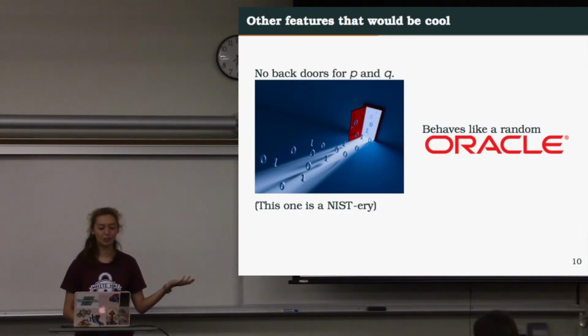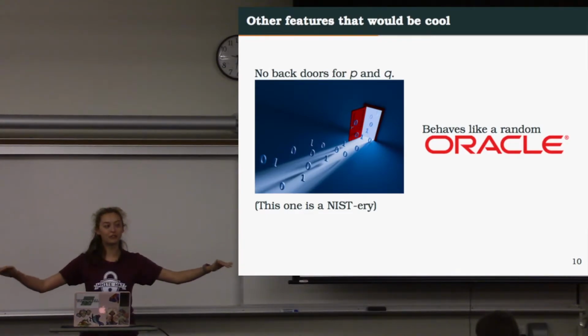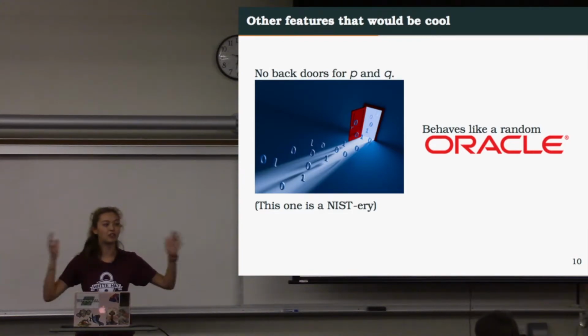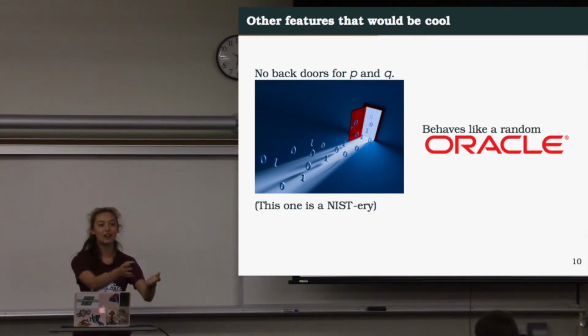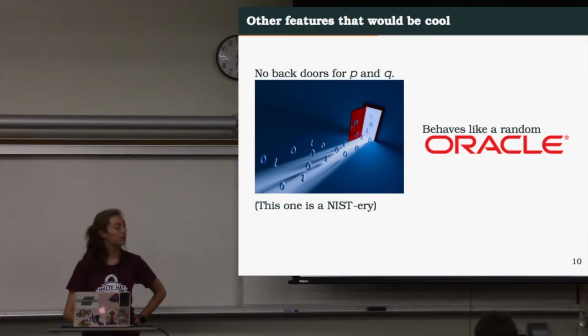A random oracle responds to every unique query, so like hello versus hello one, with a truly random response chosen uniformly from its output. So any output that it could have, it just picks a random one and it gives you that one, but every time you give it one, it gives you the same one. And that's a random oracle. That's what we hope all cryptographic functions behave like.